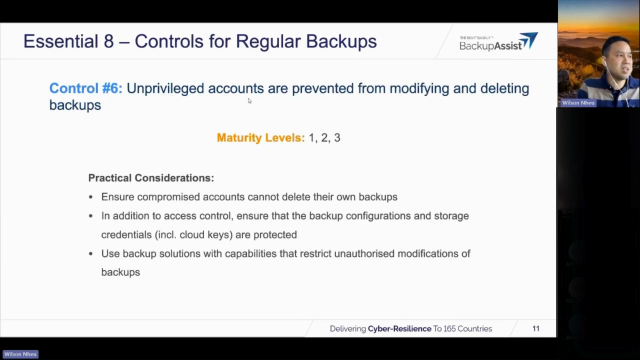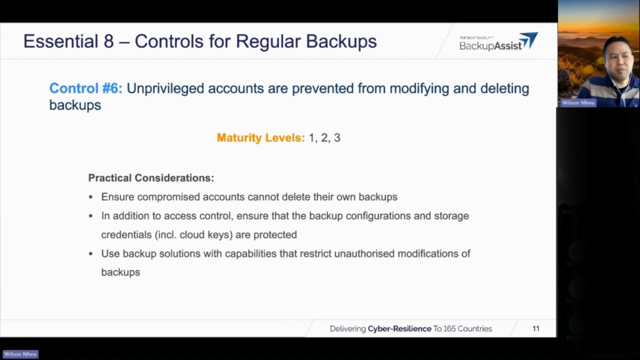So for control number 6, we're talking about unprivileged accounts being prevented from modifying and deleting backups. That makes sense, right? You want to make sure that if an account is compromised, the attacker cannot even delete their own backups, or at least the backups of the accounts that have been compromised. So we're talking about, again, having the right access controls, but on top of that, you want to make sure that your backup configurations and your storage credentials, as mentioned before, are protected.